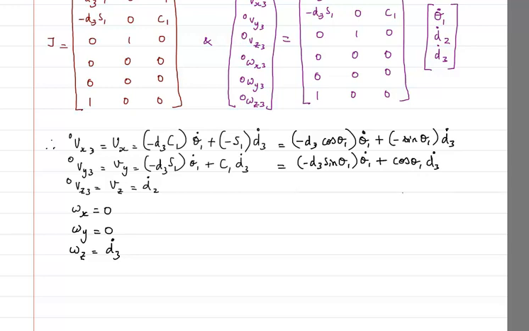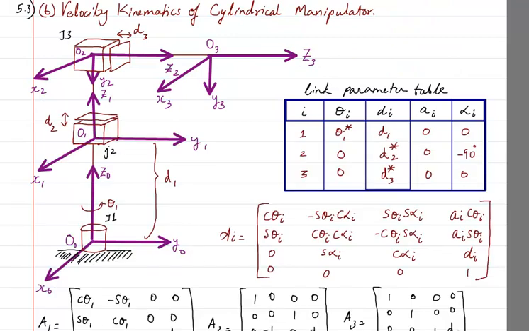So with this we finish the velocity kinematics of the cylindrical manipulator. So what are we doing? We are finding the end effector velocity equation with respect to the joint variables.